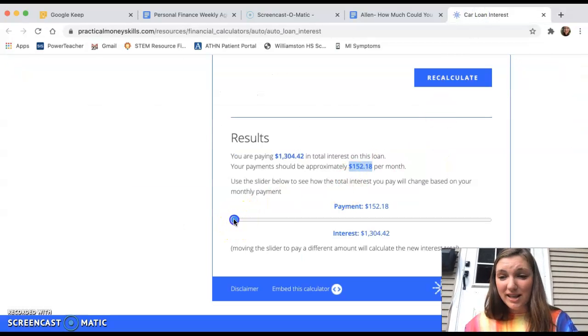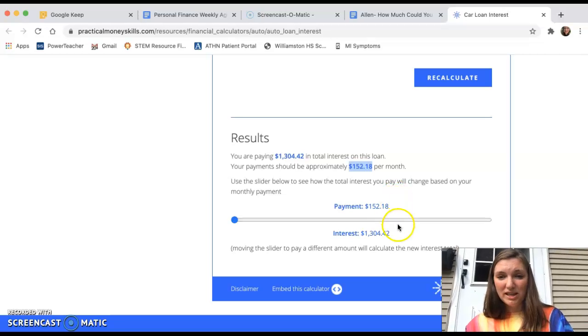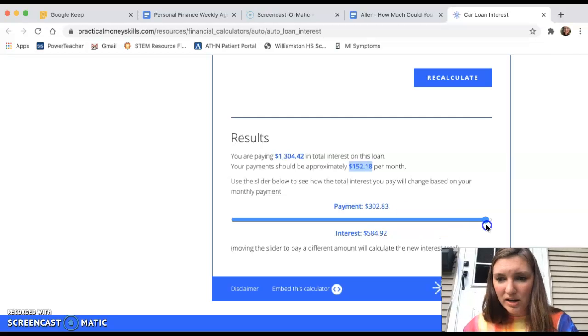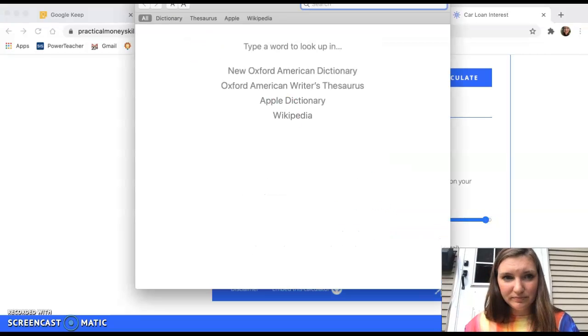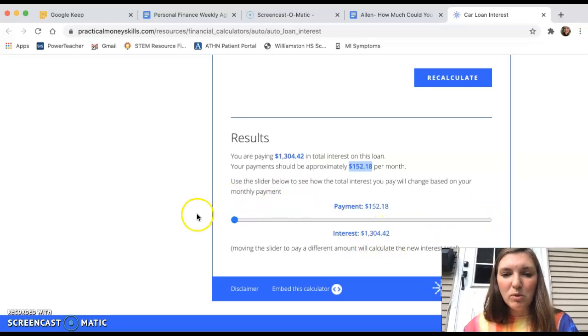So you might notice there's a slider bar here. What this does is show you how the interest changes if your monthly payments go up. Meaning, you could pay $152.18 per month, and that would mean you're paying this much interest, right? But if you pay more, you'll be paying it off faster, so there's less interest. You're only paying $584. It's less than half the interest that you'd be paying if you paid the amount that they recommend. But we're just going to keep it at this amount for the purpose of this.